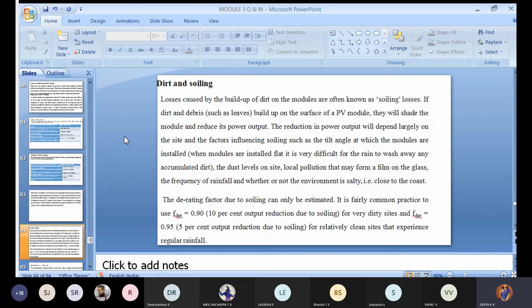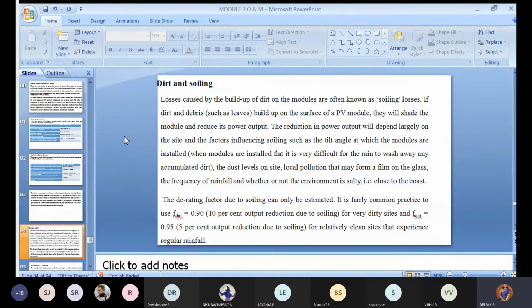Next, dirt and soiling. We already know dirt, but what exactly is this dirt and soiling? It is like day to day. We are cleaning our houses every day. I cannot say I cleaned today and will not clean for up to one month, because every day dust accumulates. It is not visible, but if you clean with a swipe, you can see how much is there.